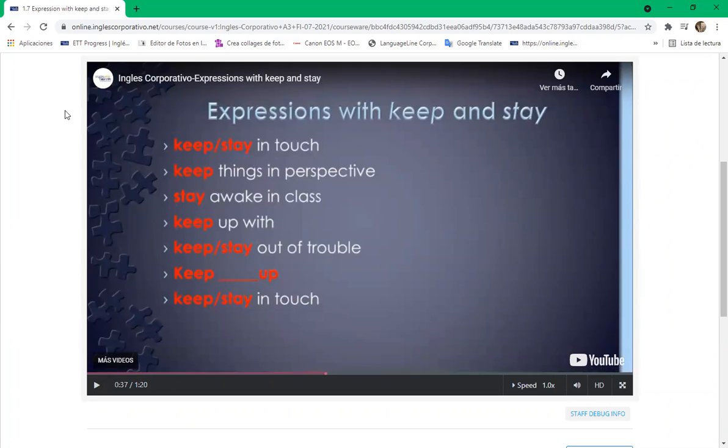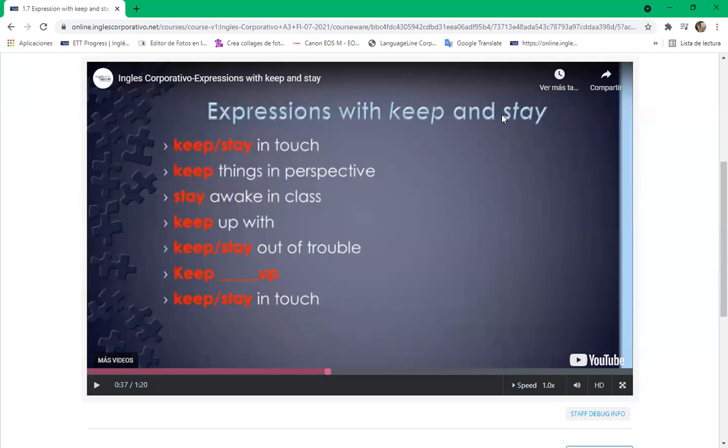Okay, one very, very important thing. This only exists in English. Because if you translate this to Spanish, stay es quedarse, in es adentro, quedarse adentro, it makes no sense. Esto es bien propio del idioma, okay? This doesn't exist in Spanish. But let's keep in touch and let's stay in touch is the same. Keep in, stay in touch.